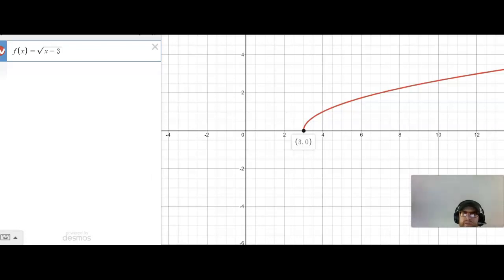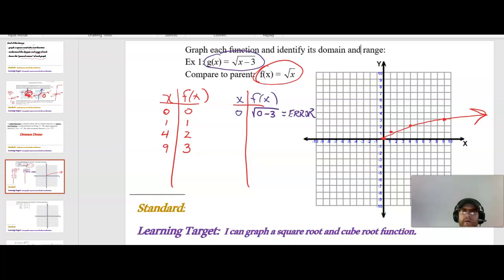Let's look at that numerically. I plug in 0, I get an error message. I plug in 1, the square root of 1 minus 3 is a negative, and there is no square root of a negative. So I'm going to get error messages until I plug in 3. 3 minus 3 is 0, the square root of 0 is 0, which takes me here. And the beauty of this is the relationship between these two functions: the blue function, g, the graph, is going to be 3 spaces to the right of the original function.